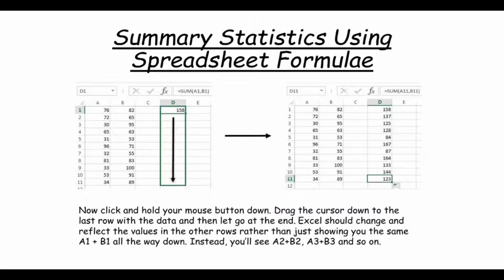Now click and hold your mouse button down. Drag the cursor down to the last row with the data and then let go at the end. Excel should change and reflect the values in the other rows, rather than just showing you the same A1 plus B1 all the way down. Instead, you'll see A2 plus B2, A3 plus B3 and so on.